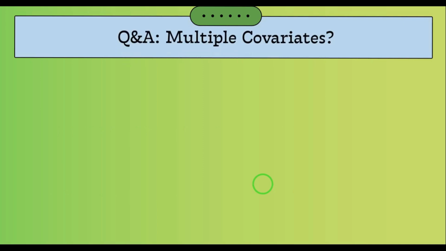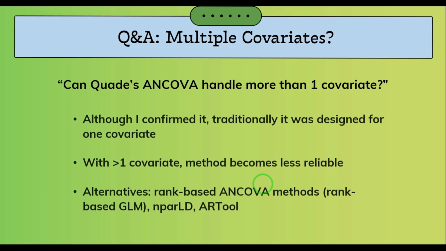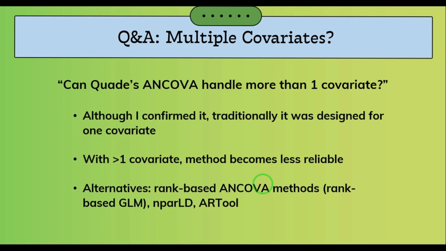Now we're done with Quade's ANCOVA. So let's answer my subscriber's question. The question was, does Quade's ANCOVA work when we have more than one covariate? This is an excellent question, and here is the answer. Quade's ANCOVA was originally designed for one covariate. That's the clean classical version. You adjust for a single variable, rank the residuals, and compare groups. But if you have multiple covariates, it becomes trickier because Quade didn't define it that way.